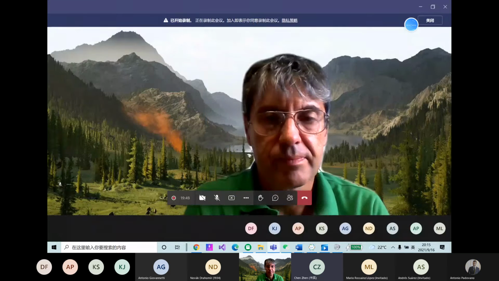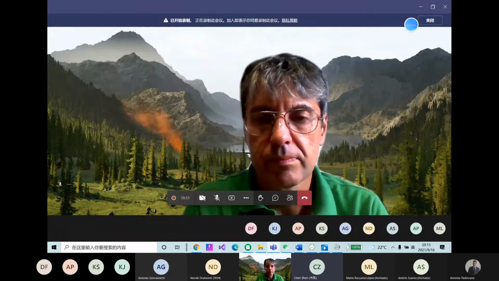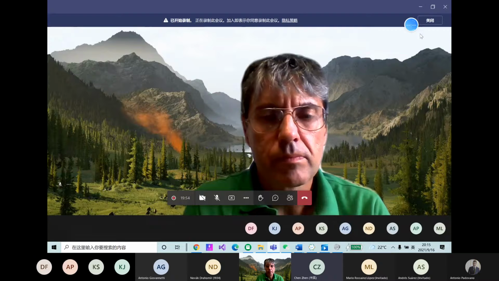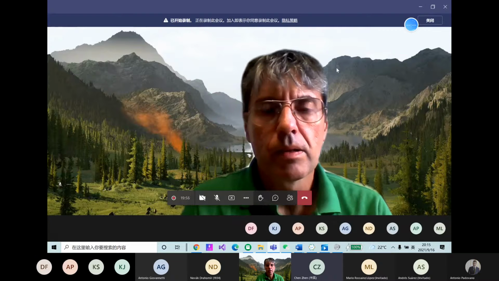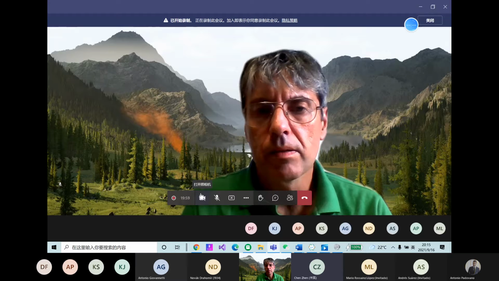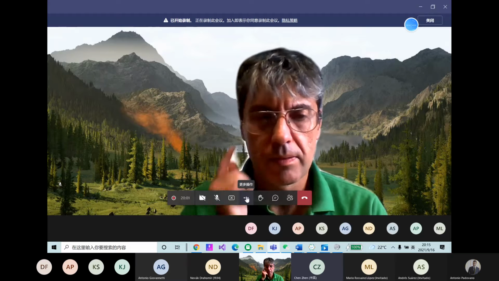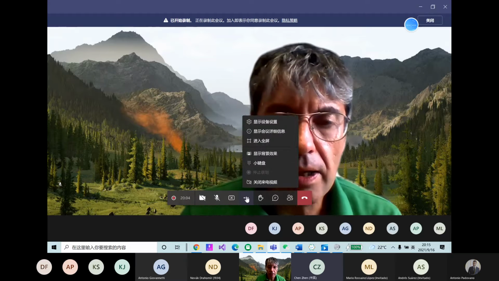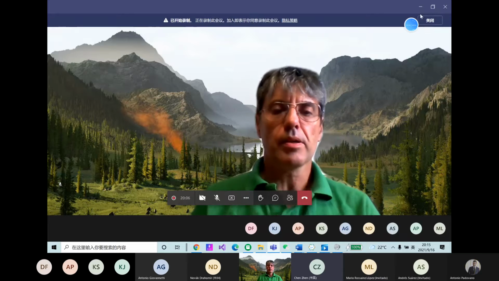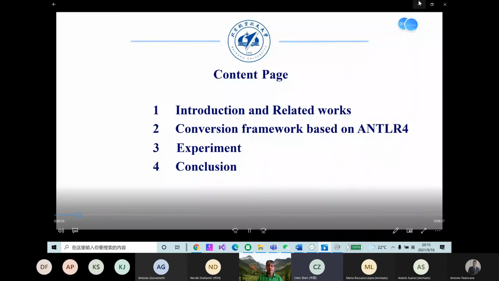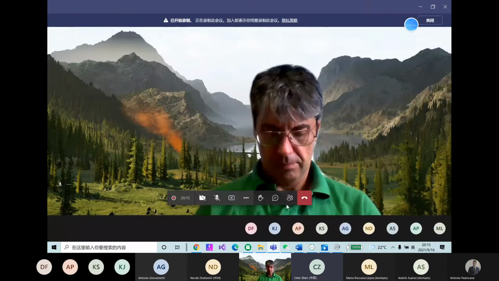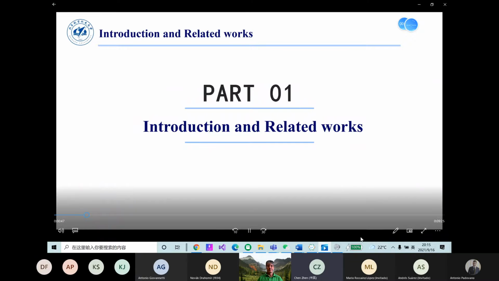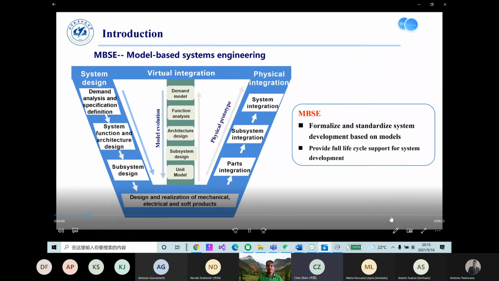The topic of my report is a conversion framework of the continuous modeling language based on ANTLR 4. Next, I will introduce my work from the following four aspects. First, introduction and related works. Second, conversion framework based on ANTLR 4. Third, experiment. Fourth, conclusion. Part 1, introduction and related works.